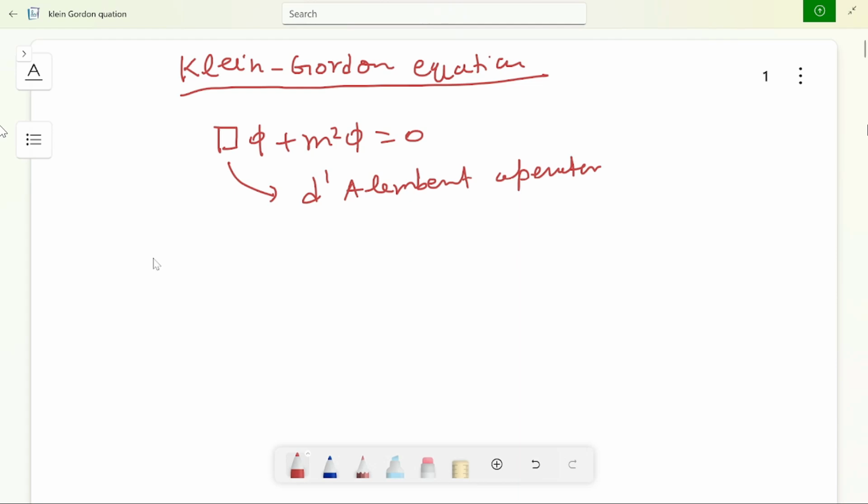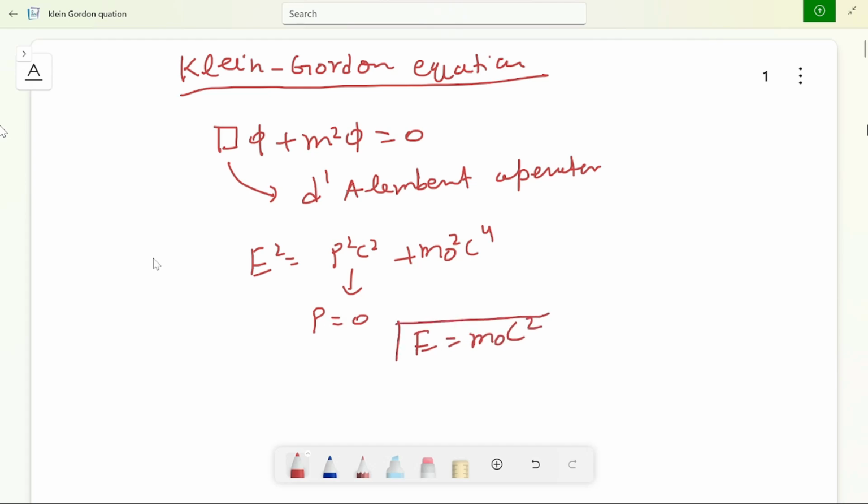This equation is actually a relativistic wave equation, which is the quantized version of the usual relativistic energy momentum relation in special relativity, which is given by E squared equals p squared c squared plus m naught squared c to the power 4. And if you put p equal to 0 in this equation, you get your usual E equals m naught c squared, the famous equation E equals mc squared, where m naught is the rest mass of the particle.